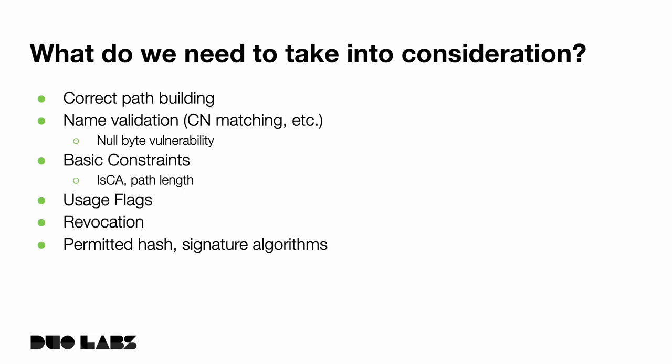If we are asking them to do these tasks, this is a very non-exhaustive list of some of the things they have to take into consideration when implementing certificate chain validation. There's path building. There's name validation. There's this famous null byte vulnerability, which I won't go into. There's all sorts of stuff that can go wrong here just in name validation. We have basic constraints. So what happens if you have a certificate that was issued as a leaf, but then has issued another certificate? Are you checking that that certificate legitimately should be a CA? And then all sorts of other issues.